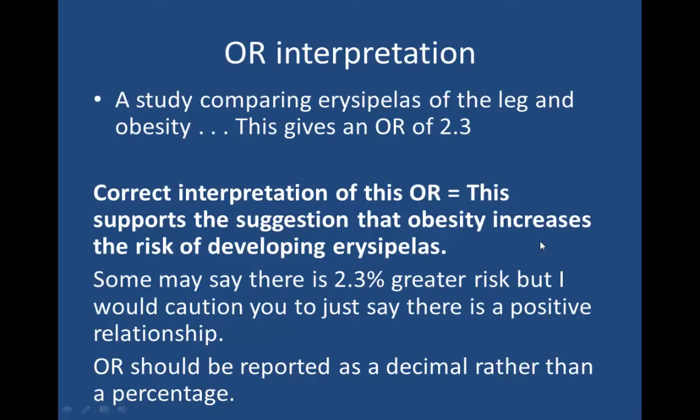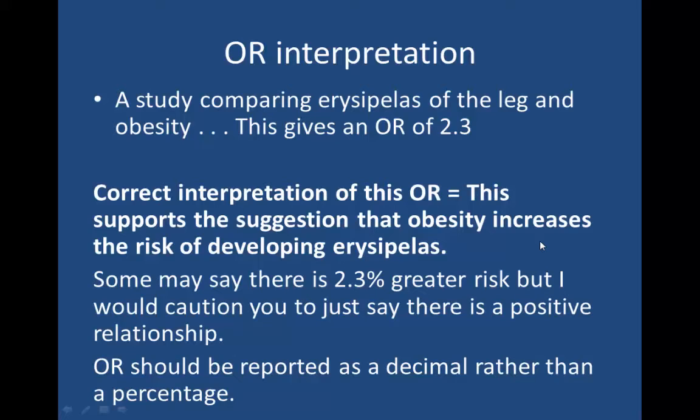So there was a study that compared erysipelas, which is an infection of the leg, and obesity. The result reported for this study was an odds ratio of 2.3. Would you correctly interpret this? The correct interpretation of this odds ratio is that it supports the suggestion that obesity increases the risk of developing erysipelas. We said that some people could fall into the trap of saying there's a 2.3% greater risk, but we're not dealing with risks, we're dealing with odds. So it should be, there is a positive relationship: if you are obese, you are more likely to also develop infection with erysipelas in your limbs.